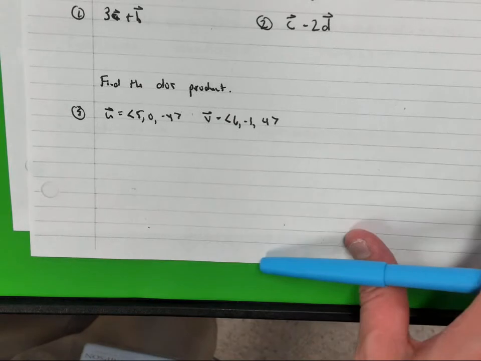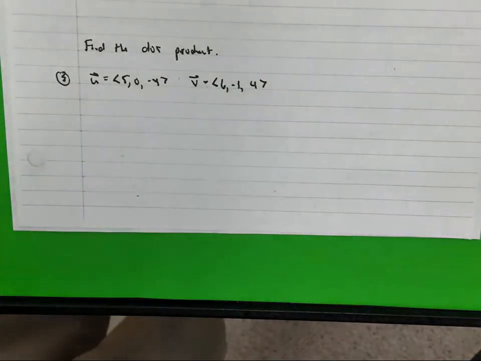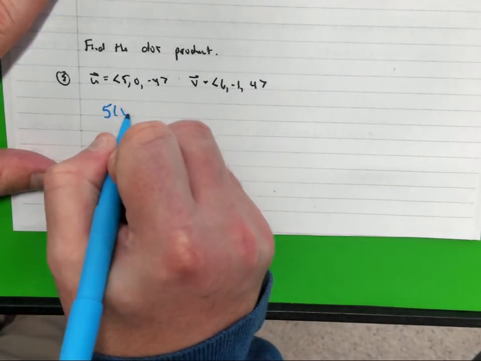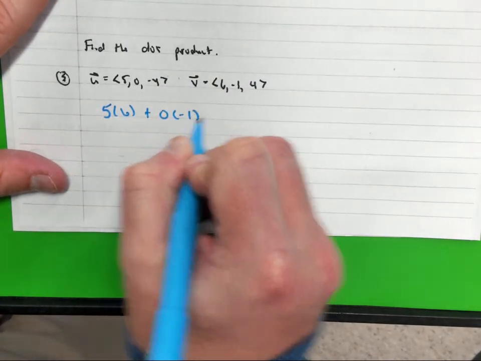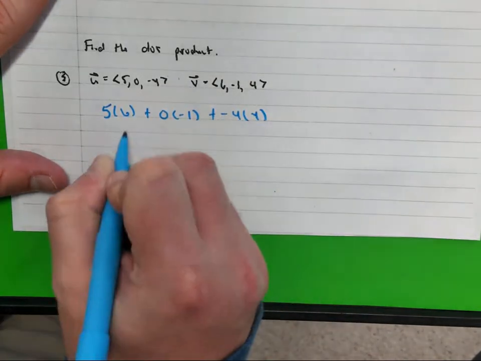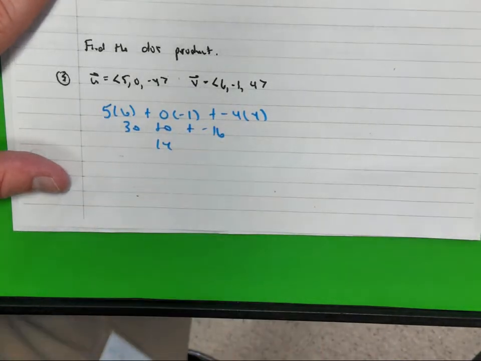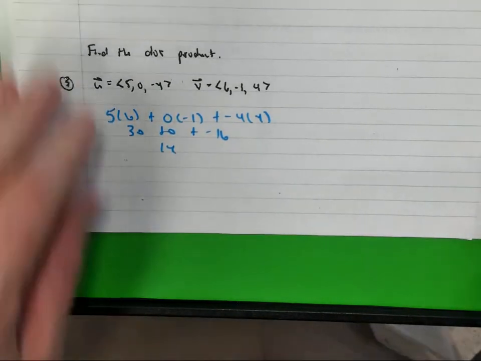Next, we're going to do some dot products. How do you find the dot product of a vector in 3D? You're going to say 5 times what? 5 times 6. 0 times negative 3. And what's between all this? What operation? And negative 4 times 4. That's going to give me 30 plus 0 plus negative 16, which is 14. Is that orthogonal? No. Okay.